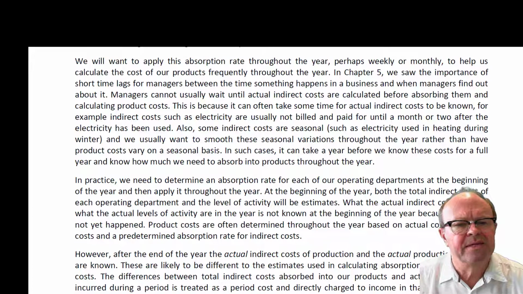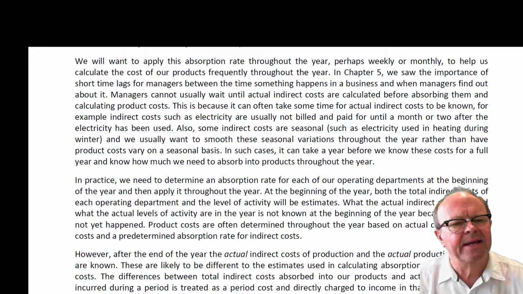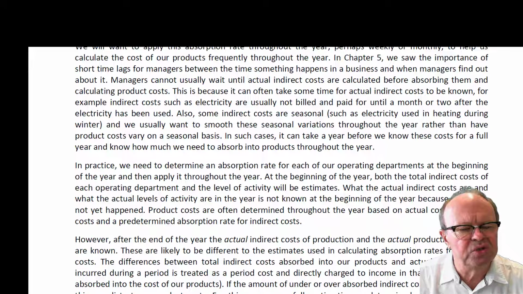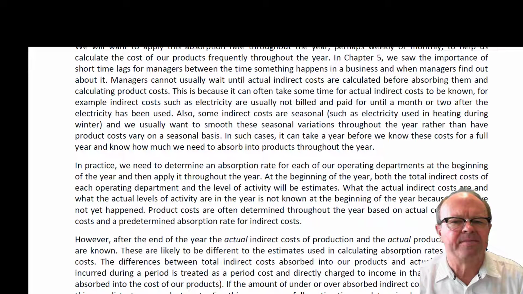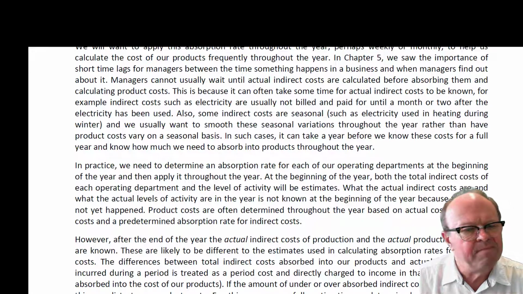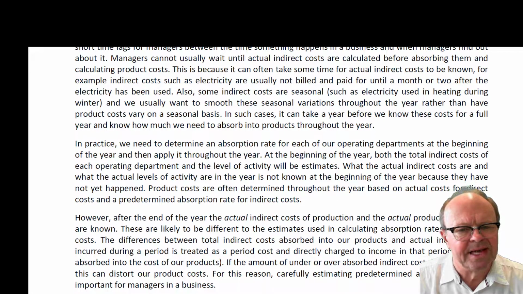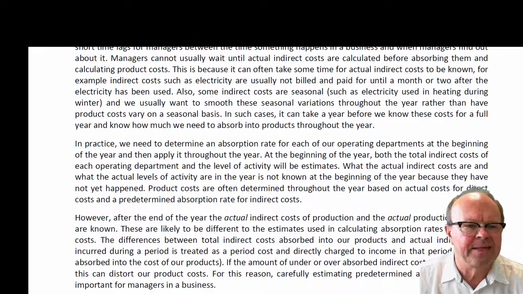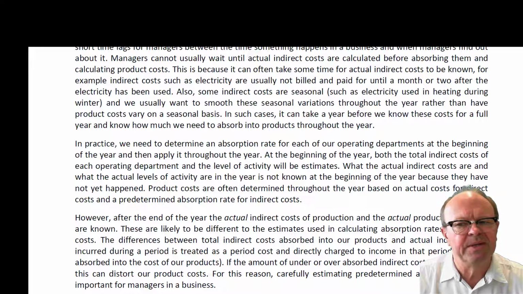We will want to apply this absorption rate throughout the year, perhaps weekly or monthly, to help us calculate the cost of our products frequently throughout the year. In Chapter 5, we saw the importance of short time lags for managers between the time something happens in a business and when managers find out about it. Managers cannot usually wait until actual indirect costs are calculated before absorbing them and calculating product costs. This is because it can often take some time for actual indirect costs to be known.